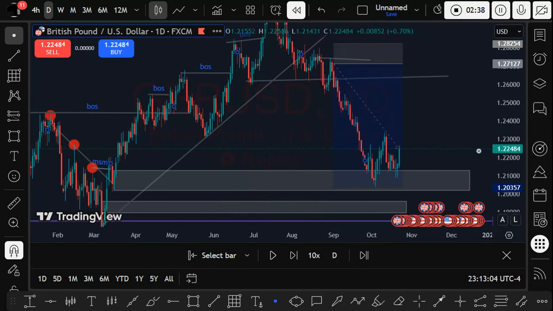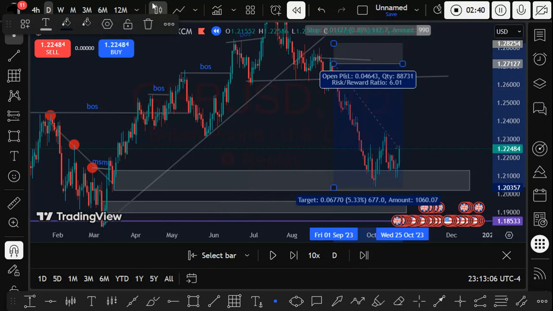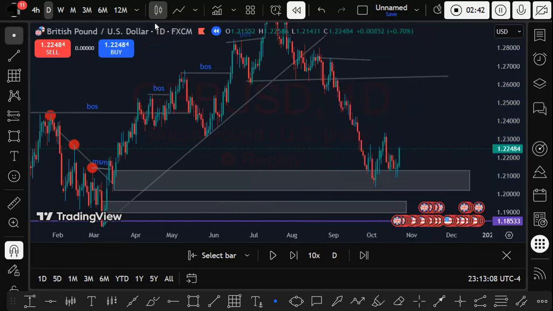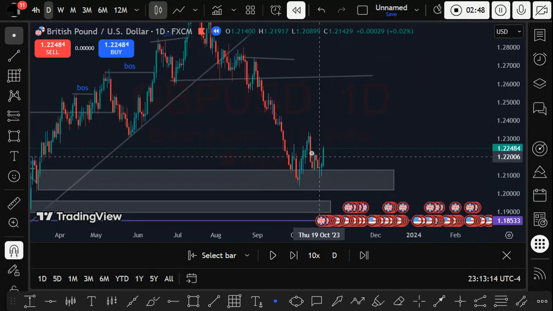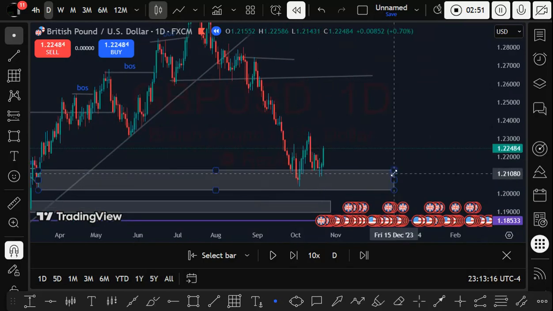Okay guys, so this is how it does. Now I want you to see something. I deployed the price up to this particular level here to show you this move here, which is now happening, which is tapping into my area of demand.